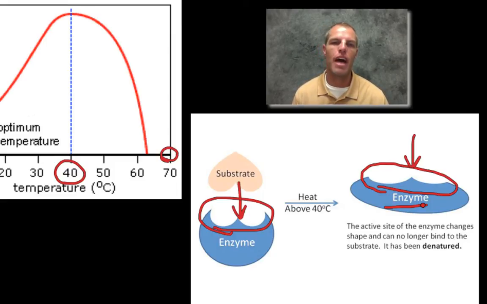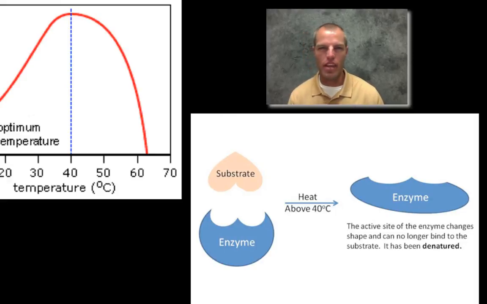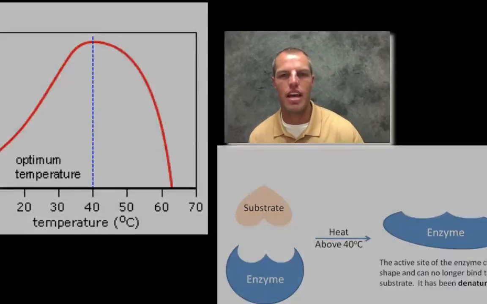And that's why if you look back over here on this chart, you'll see that above about 63 degrees Celsius, there's no enzyme activity because that enzyme's denatured. It's no longer able to catalyze or speed up that reaction anymore or help that substrate and speed up that reaction. So just a couple things, temperature and pH, that affect that.